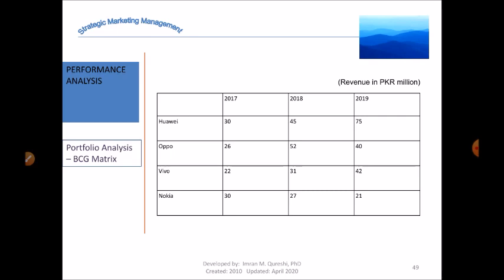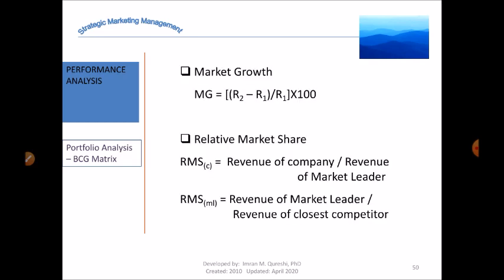Now, let's see how we are going to get the relative market share values and the market growth values. In slide 50, we have these formulas here. We have the market growth formula, which is the revenue of the year in question minus the revenues of the previous year, divided by the revenues of the previous year, and into 100. This is the percentage change formula that we are applying, and obviously we're using revenue as our source.